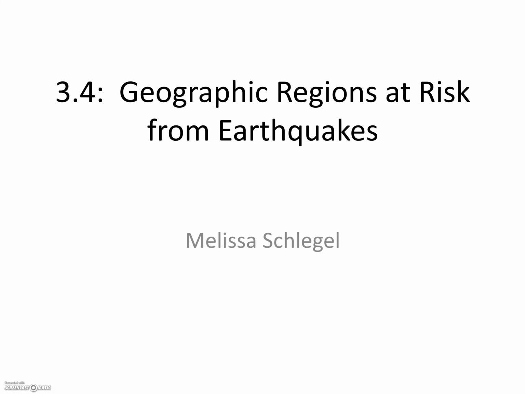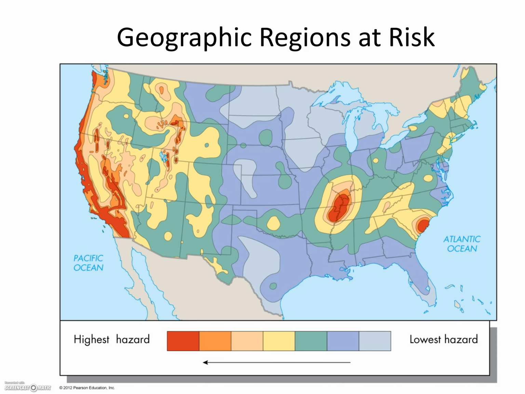3.4 Geographic regions at risk from earthquakes. As seen previously, near plate boundaries there is an increased risk of the earthquake hazard. This picture shows the seismic hazard in the United States, with areas with the highest hazard marked in red and the lowest hazard marked in light gray blue. Our general area of highest risk is along plate boundaries on the west coast.